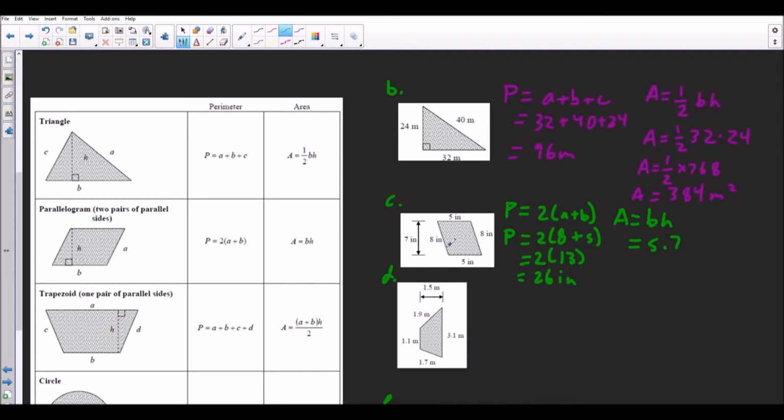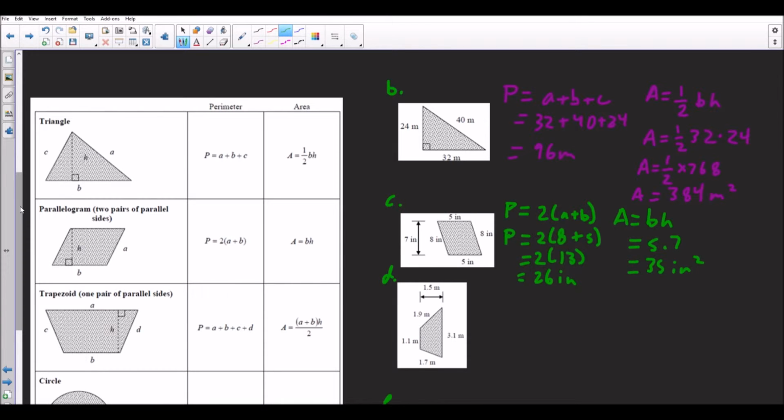We wouldn't use this slant height because, as you can see, it's actually farther than the overall height because of the slant. So we really need to make sure and be careful that we use the overall height, not the slant height. So 5 times 7 is just 35 inches squared.